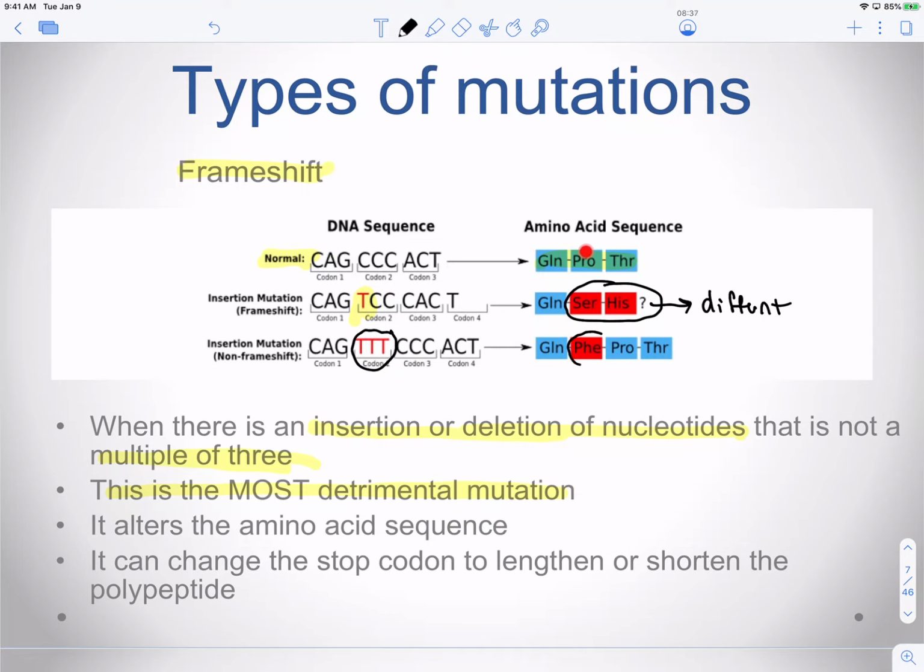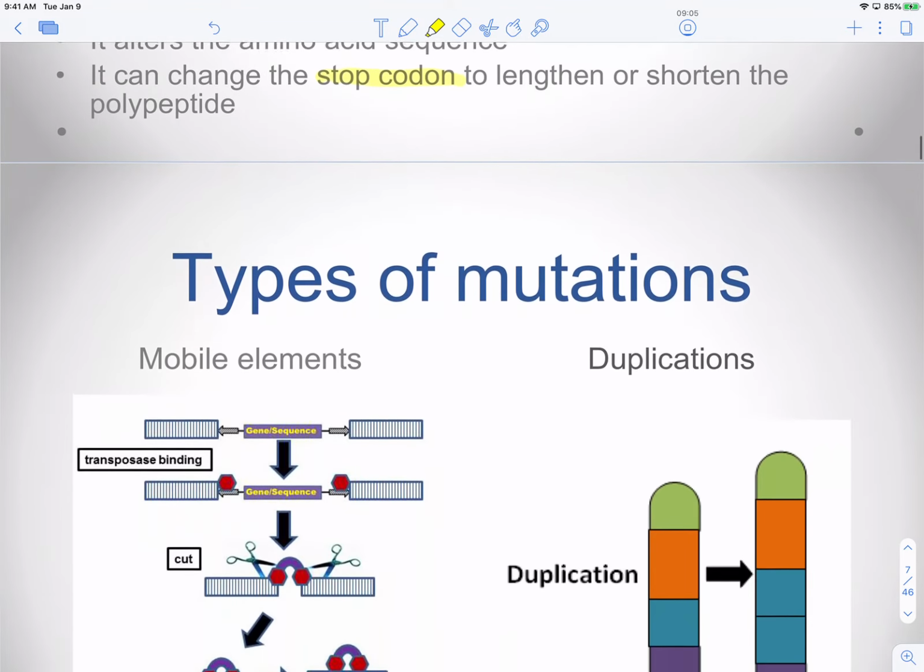And then you can also have an insertion of 3 nucleotides shown here, and this will only change one of the amino acids, and everything else will be the same. So that is a non-frame shift mutation, and so that will not be as deleterious as a true frame shift mutation. The frame shift mutations can be in numbers of 1 or 2, anything that disrupts that 3. In addition, you can change the stop codon when you do this, and this will lead to either a longer or shorter polypeptide, which of course will affect its function as well.